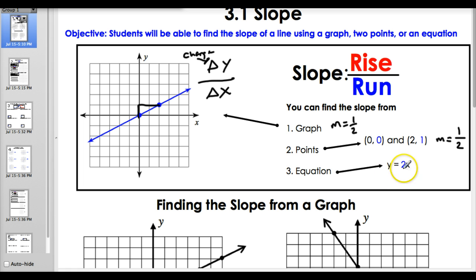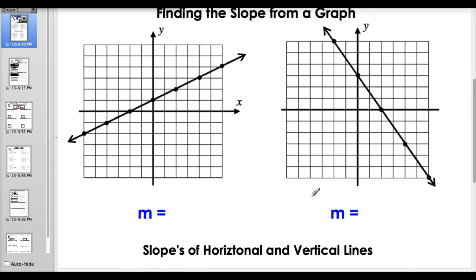And finally, you could also do it from an equation. Now this equation is not for this graph, I just want to make that clear. But you could also do it from the equation. All you have to do is look at this number right here in front of the x, and whatever that is, is your slope. And those are the 3 ways to find slope: graph, points, or an equation. So let's start with a graph. How do I find the slope?